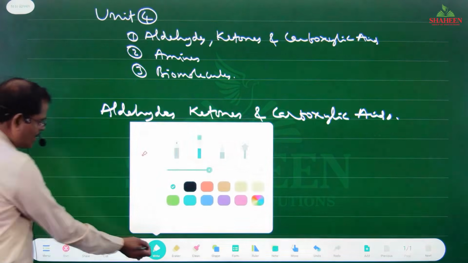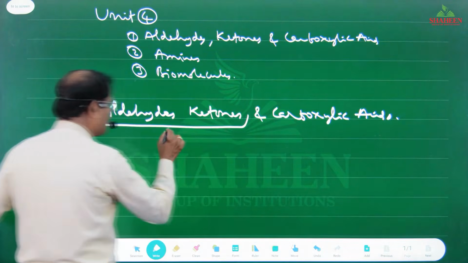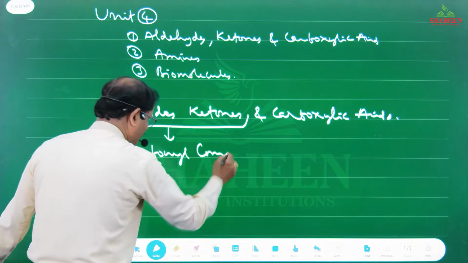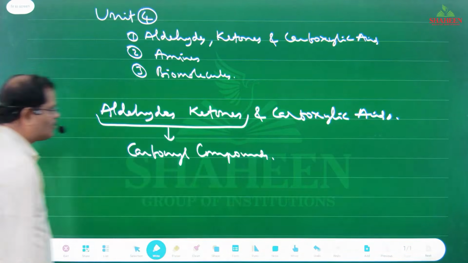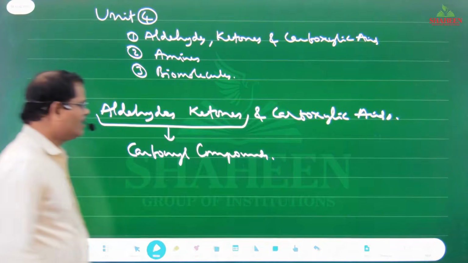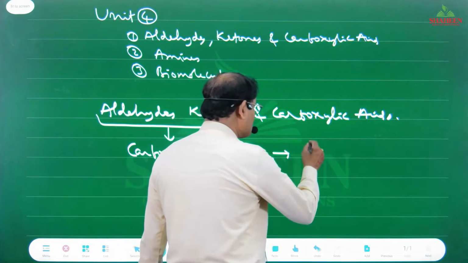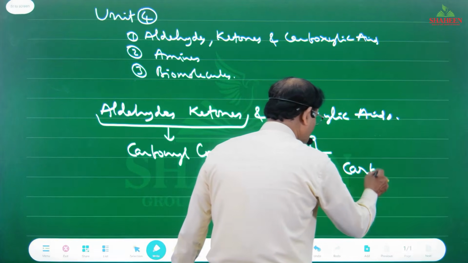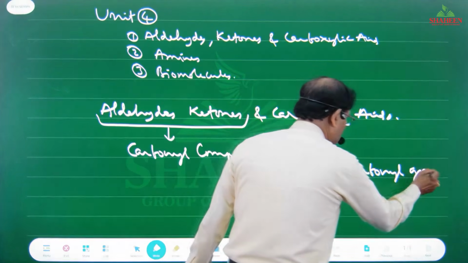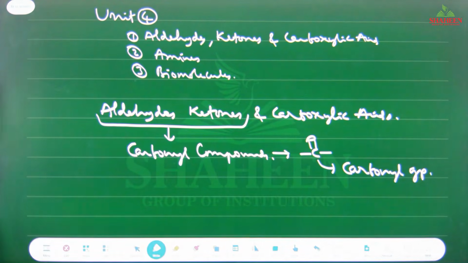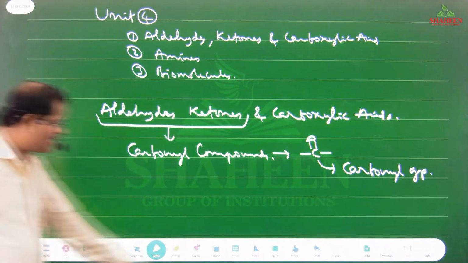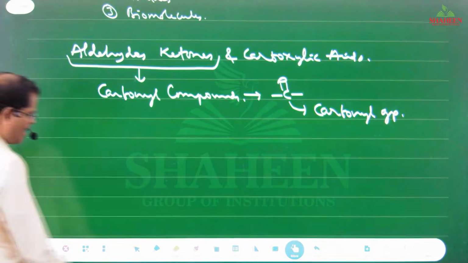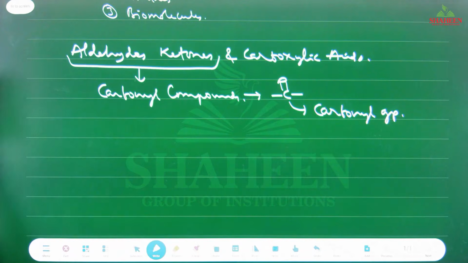Aldehydes and ketones are also called carbonyl compounds. Why? Because the C double bond O group is called the carbonyl group, and the compounds with a carbonyl group, aldehydes and ketones, are called carbonyl compounds. But not all compounds with a carbonyl group are carbonyl compounds.